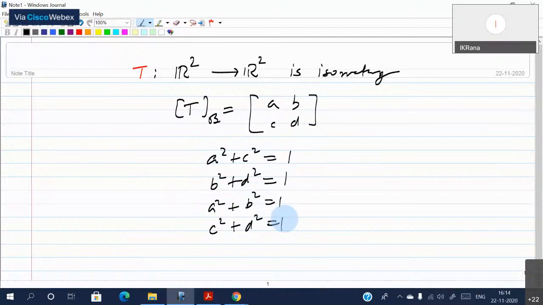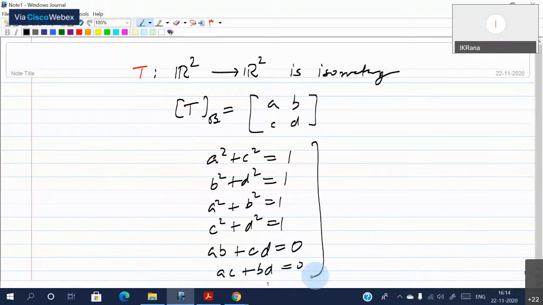So all the norms are equal to 1, and perpendicularity will give you AB plus CD equal to 0, and AC plus BD equal to 0. So you have got so much of data available to characterize AB and CD. One can actually, because a square plus c square is equal to 1, easily see that the absolute value of a is less than or equal to 1, and b and so on.